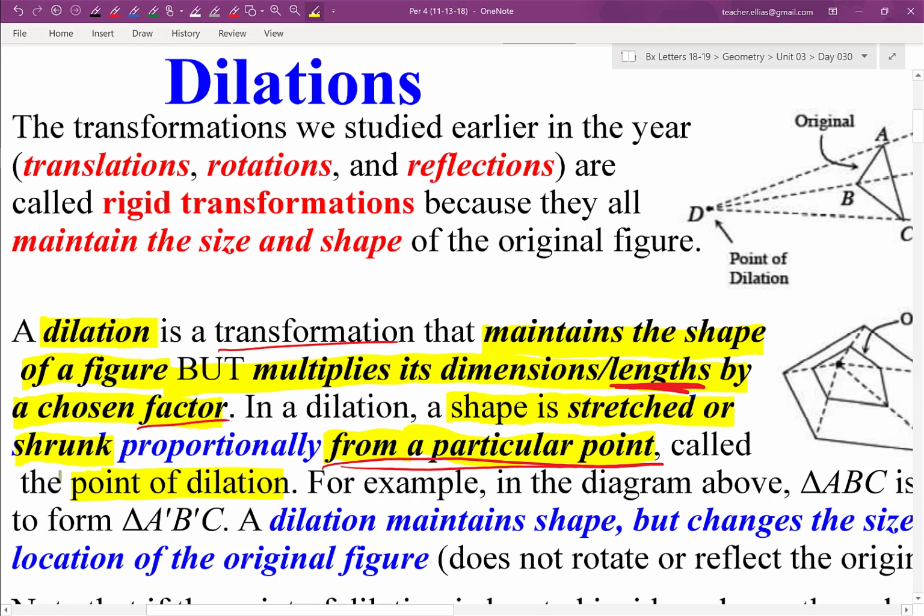Okay? Diamond, what did you underline that was like above? Rigid transformation. Yeah, and what is a rigid transformation? I said it was translation, rotation, reflection. And why are those rigid transformations? Because they all maintain the size and shape. Perfect. They maintain size and shape.